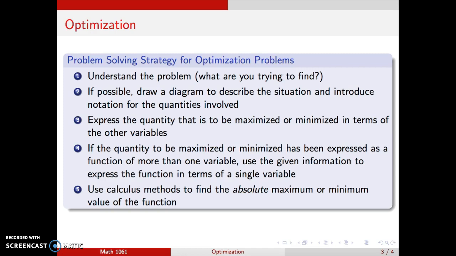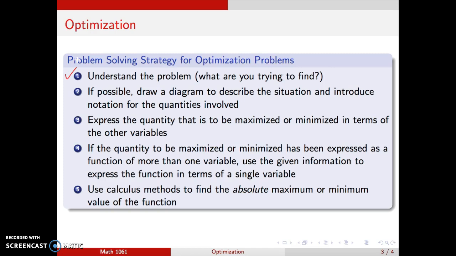As a general strategy, the first thing you do when you're looking at an optimization problem is understand the problem. That doesn't mean know the answer, just understand what it is you're looking for so you know where to go in your next steps. Saying things out loud, as simple or silly as it sounds, is often very helpful. I'm trying to find the minimum cost to make a box of these dimensions, or whatever it might be.